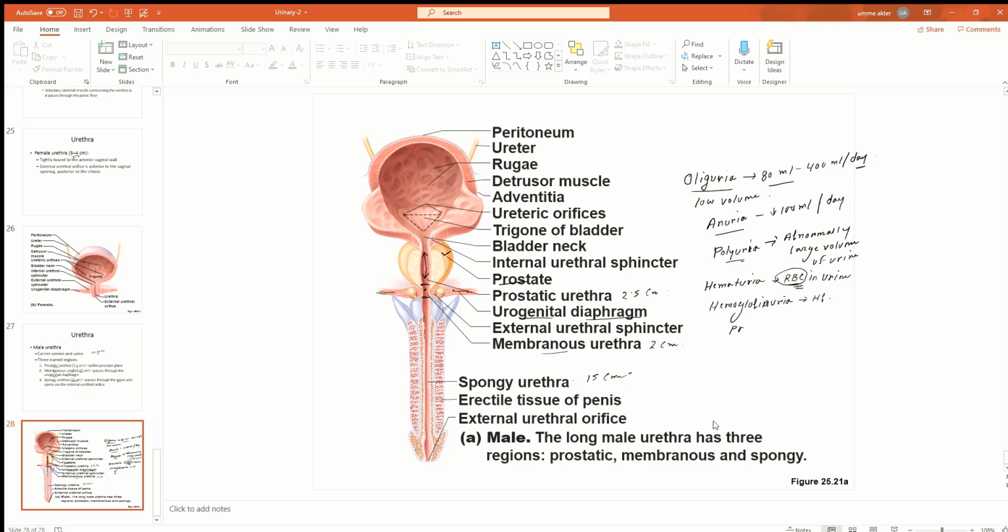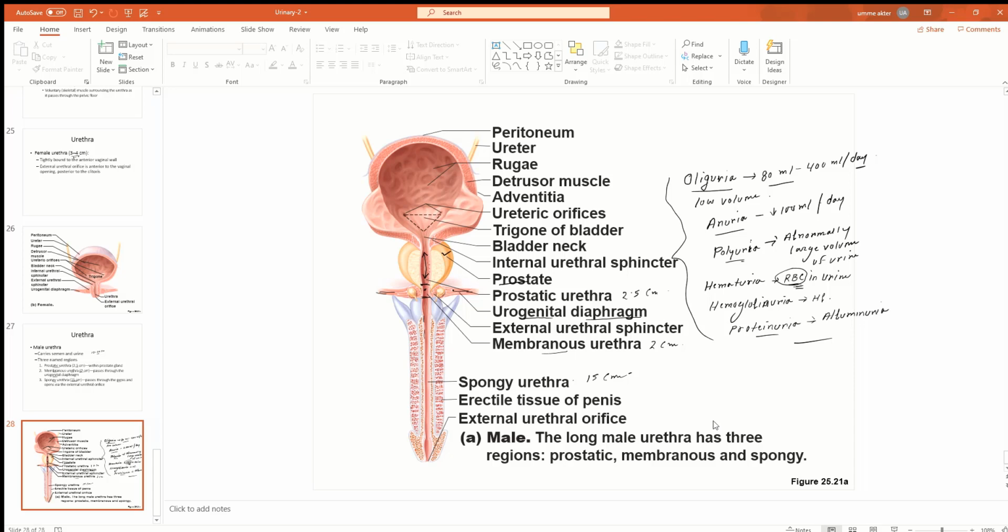Proteinuria. If you find protein in the urine, that is called proteinuria. More specifically, which kind of protein? If it is albumin, you can say albuminuria. Okay, so all these conditions are related to the urine.